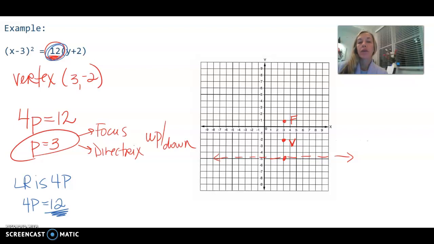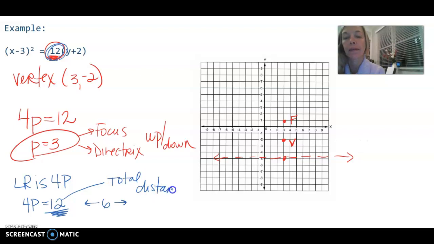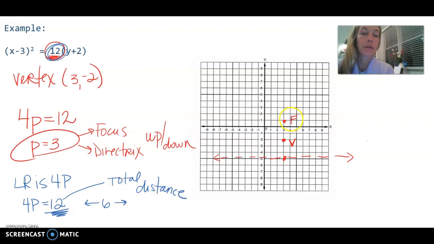And it'll always go through the focus, the latus rectum will, sorry. Okay, so it needs to go 6 in each direction. So I'll go 6 this way and 6 that way because I want a total distance of 12. Okay, so this is the total distance. Okay, so 1, 2, 3, 4, 5, 6, and 1, 2, 3, 4, 5, 6.